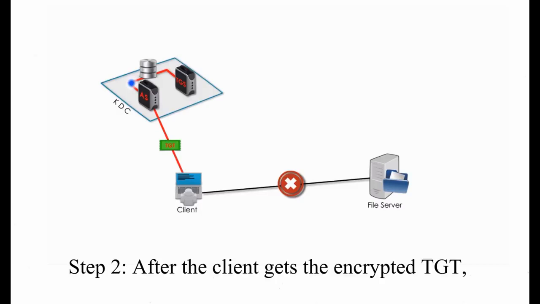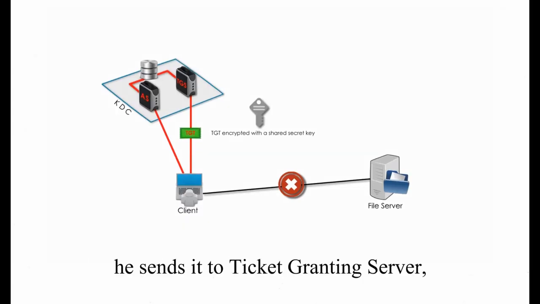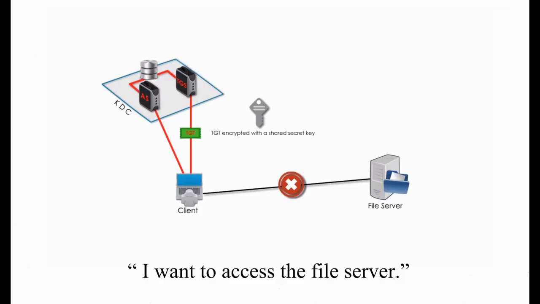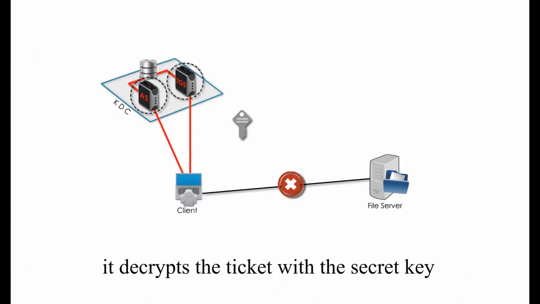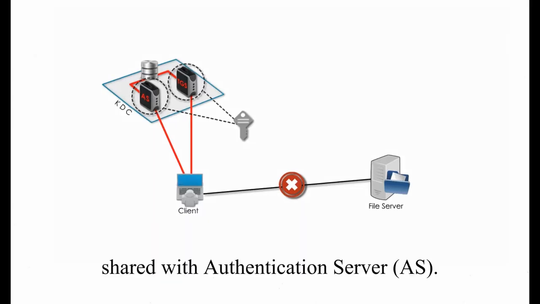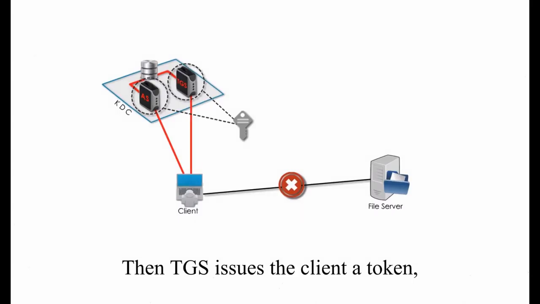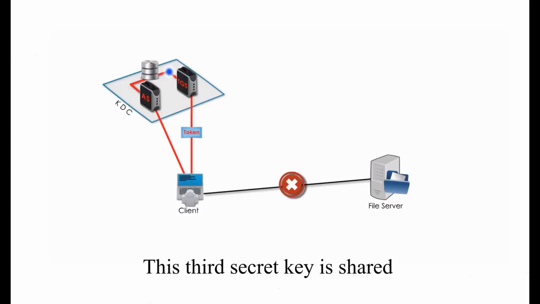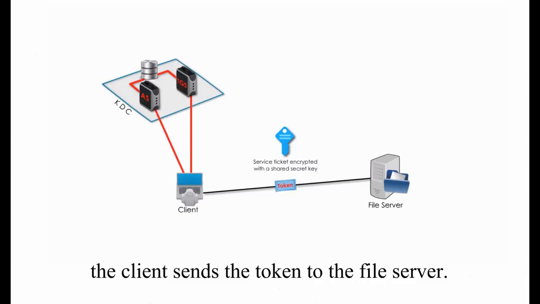Step 2. After the client gets the TGT, he sends this ticket to the Ticket Granting Server, along with his request, like I want to access the file server. When the TGS gets the TGT, it decrypts the ticket with the secret key shared with the authentication server. Then TGS issues the client a token, which is encrypted with another secret key. This third secret key is shared between TGS and the file server. Then the client sends the token to the file server.